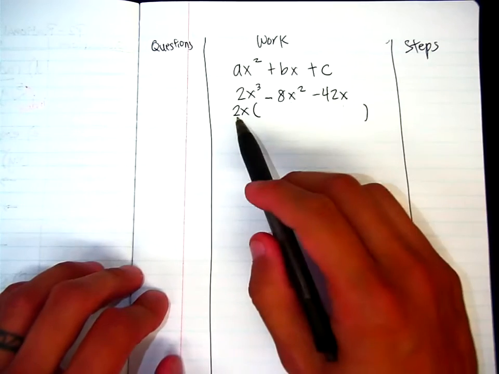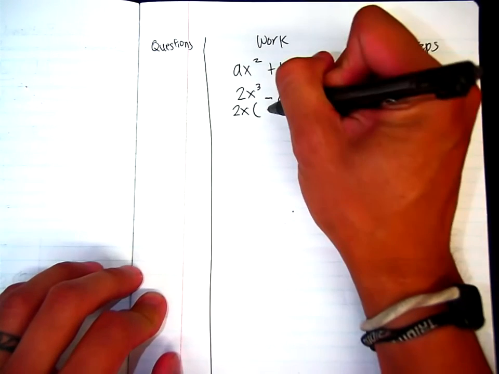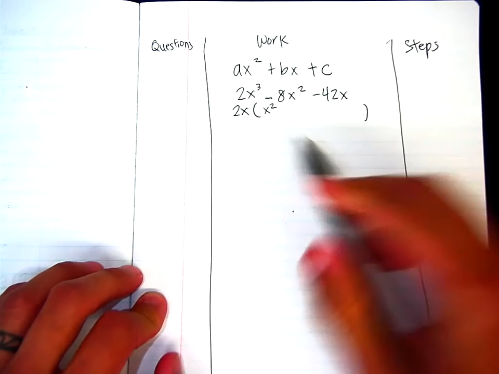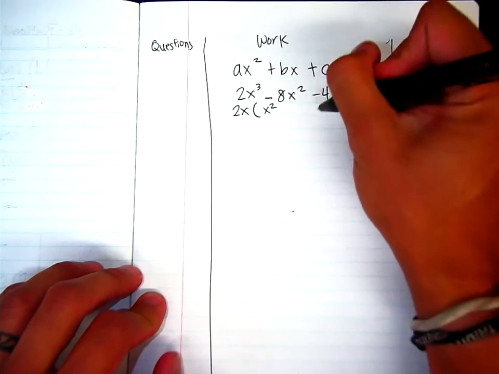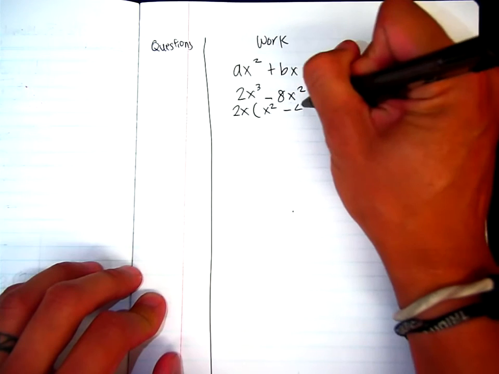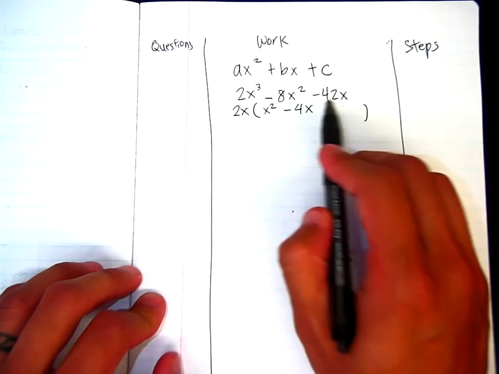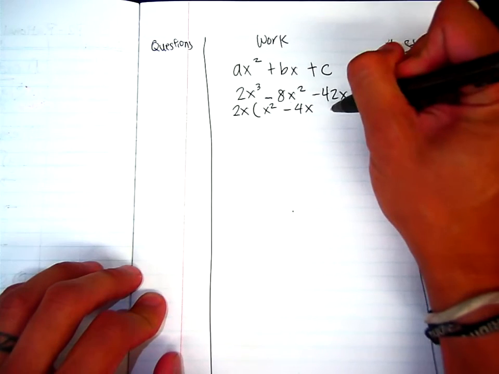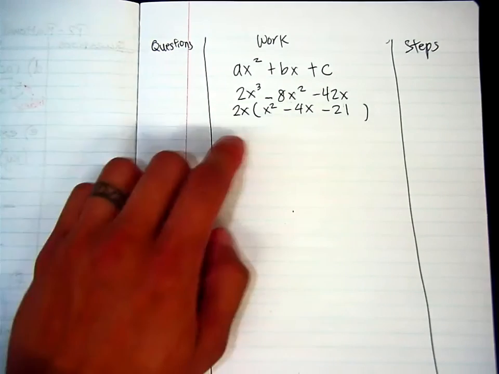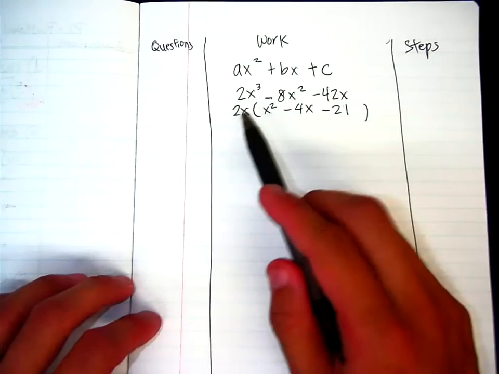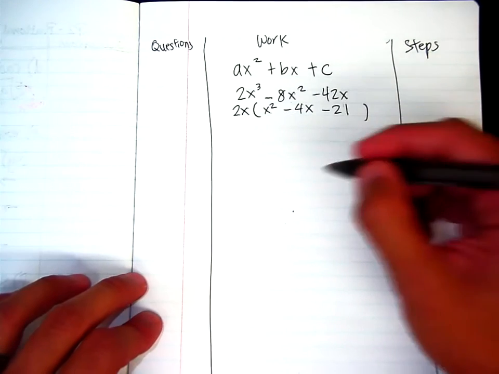So if I pull out a 2x, 2x times what is 2x cubed, and that's x squared. I ask myself 2x times what is negative 8x squared, and that's negative 4x. And then I ask myself 2x times what is negative 42x, and that is negative 21. Okay, so now for the rest of the problem, I'm actually going to ignore the 2x and just keep bringing it down with me as the problem progresses.